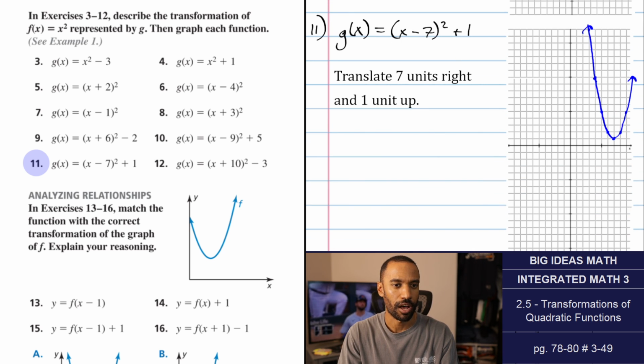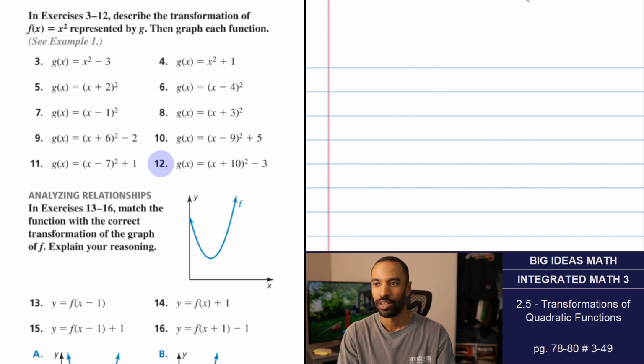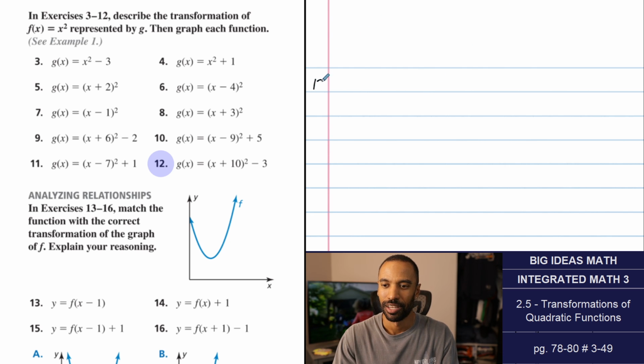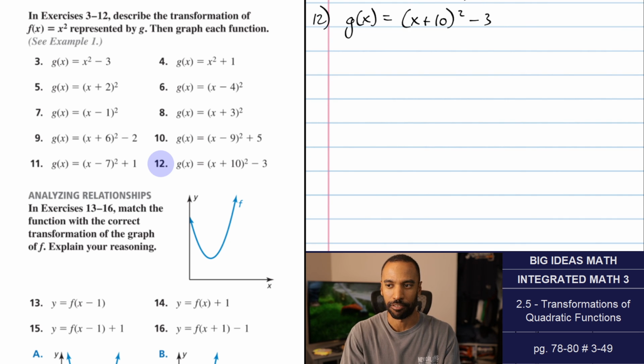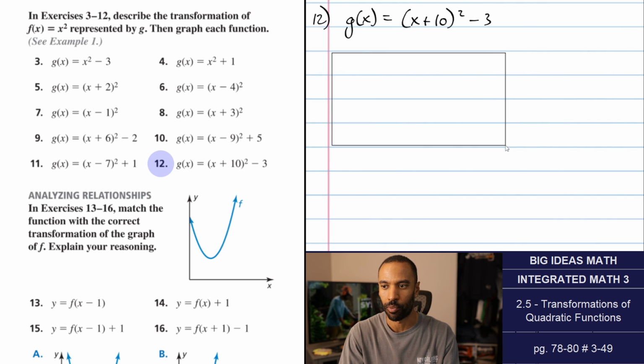The last one, number 12, I have to go to the next page for it. Number 12, ooh, this one's really going to be cut off, but which direction do we go? Why didn't they just go down 10? g of x equals x plus 10 quantity squared minus 3. Now, this is the limitation of the graphing window. This is just based off what I'm able to provide.